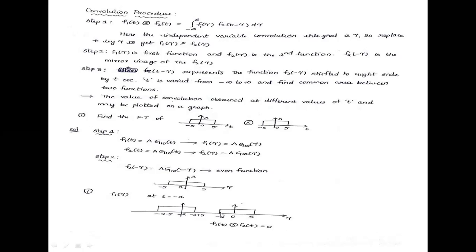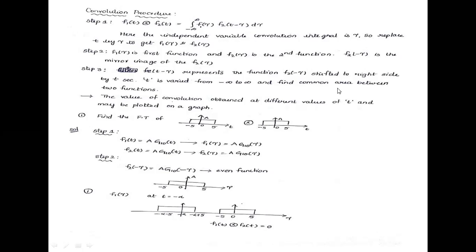So both are not at the same values when multiplied. At minus 5 the value is 0. At plus 5 the value is 0. At 0 the value is 0. At minus infinity this function is 0. So the convolution of these functions is 0. Okay.